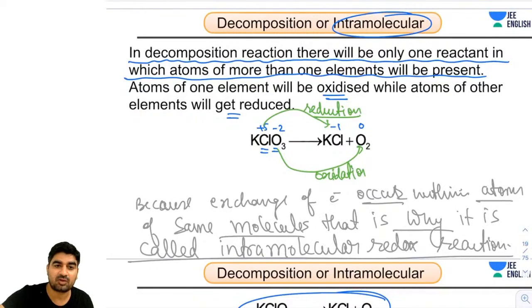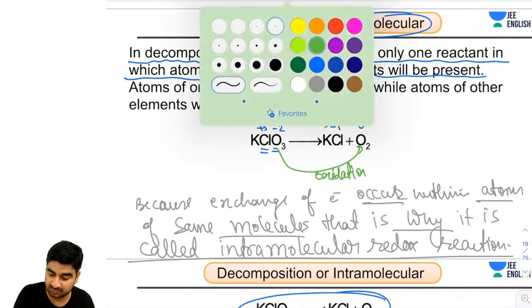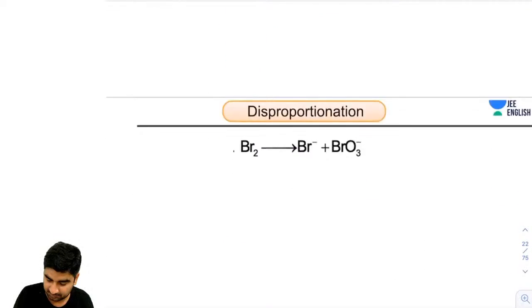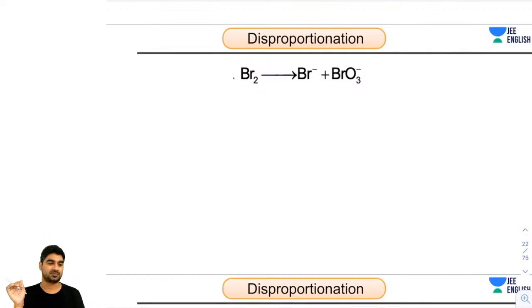Guys, please ask if you have any doubt. No doubts? So now I have told you what is intermolecular and what is intramolecular. Another name for intramolecular is decomposition. So now I'm moving to disproportionation. Yes guys, this is disproportionation.